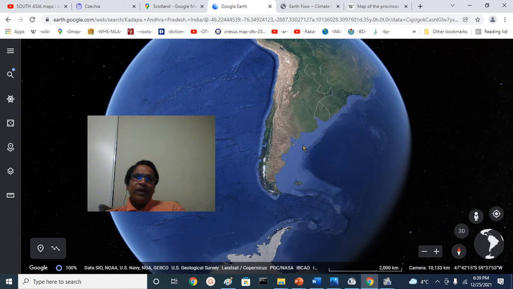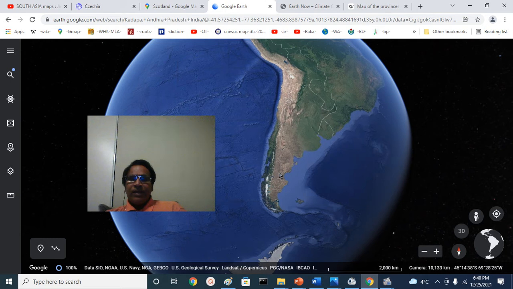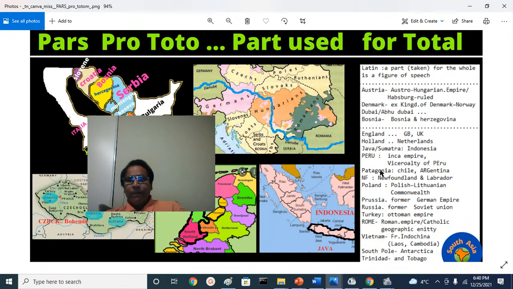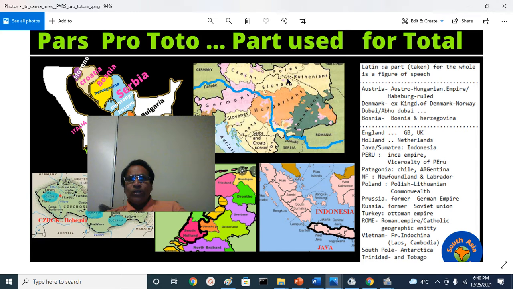Even though Patagonia is only one small part, south of the Colorado River. There is also a Columbia River in the United States. South of it is an arid, semi-arid region called Patagonia. That is only a small part of the entire country called Argentina or Chile, but that small part, Patagonia, is used for a totem called Argentina or Chile. That is pars pro toto. A part is used for the total.